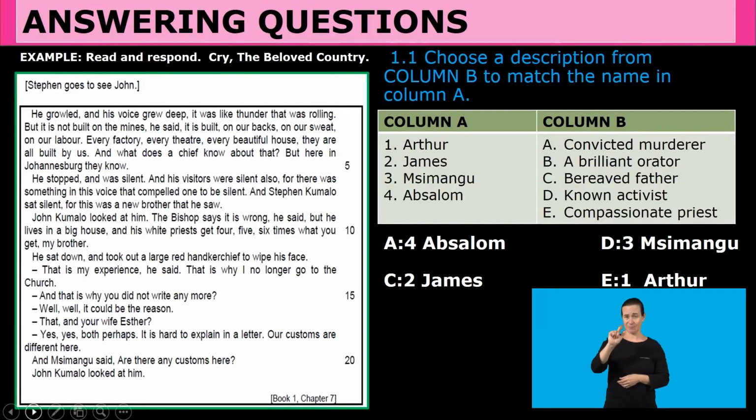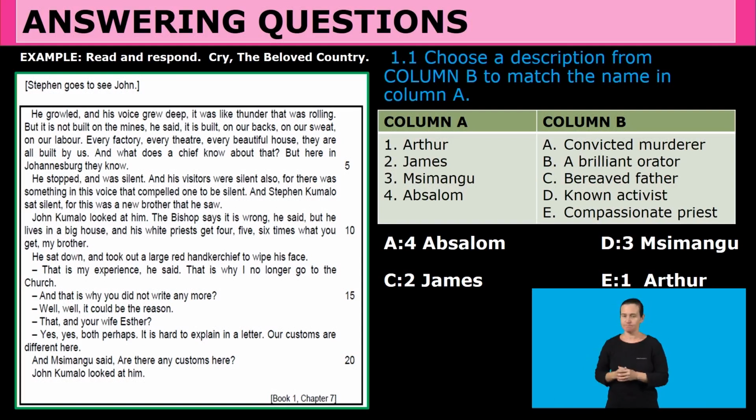Look at the response that is given to you. So A, the convicted murderer is going to be Absalom. Remember, it is Absalom who commits the murder of Arthur's son. Then B, a brilliant orator. Obviously, we have nothing to match that, so we leave that option, all right? We're moving on to C. The bereaved father is going to be James Jarvis, all right? He loses his son, okay?